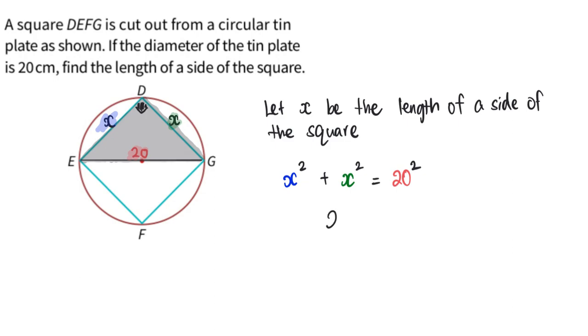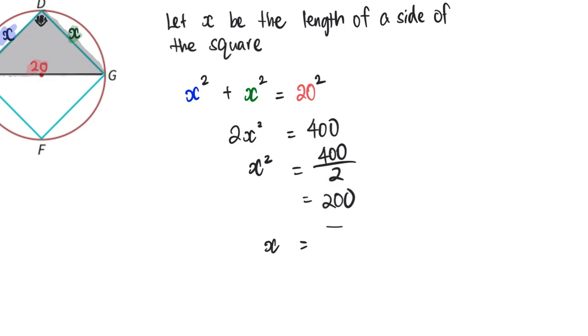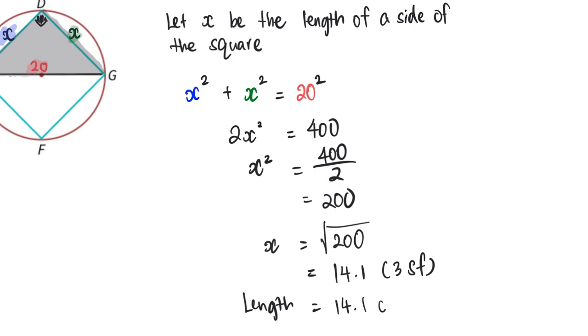So how many x square are there? Yep, 2x square, 20 square is 400. So I will be able to get my x square pretty straightforward. 400 divided by 2, 200. So eventually I will be able to get my x. Final answer, 3 significant figures. And therefore, turning back to the question, the length of the side will be equal to 14.1 cm to 3SF.